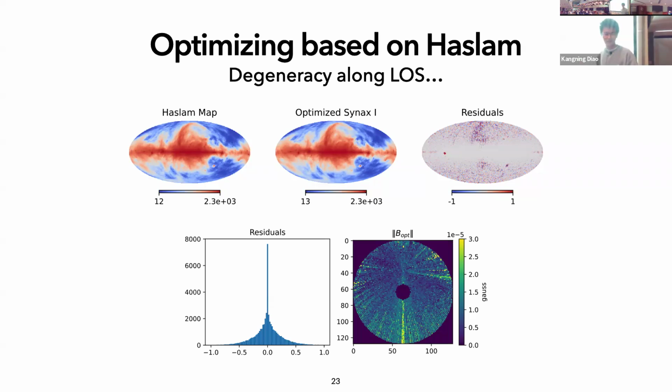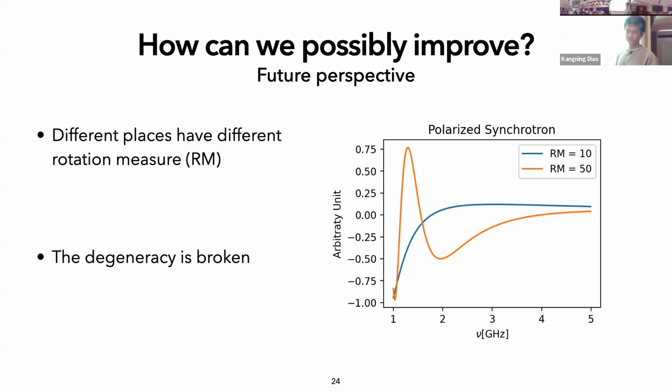So this is just a simple experiment to show the superiority of synax, although I think we're the first group of people to faithfully reproduce a Haslam map, although our answer is wrong. Well, so how do we possibly improve this in the future? It's a little bit about the future perspective.